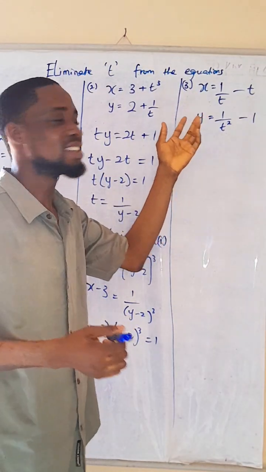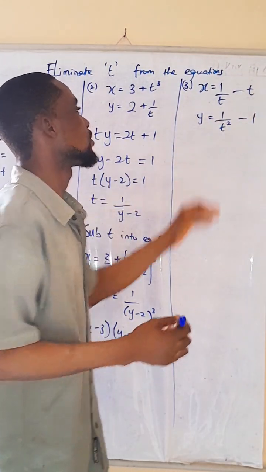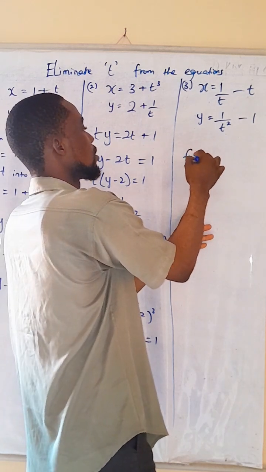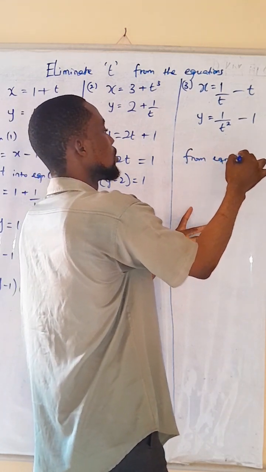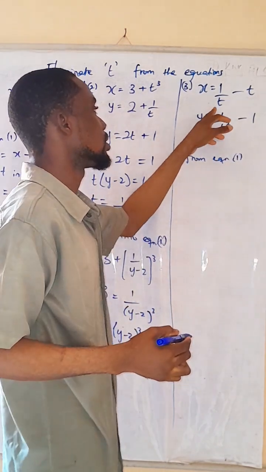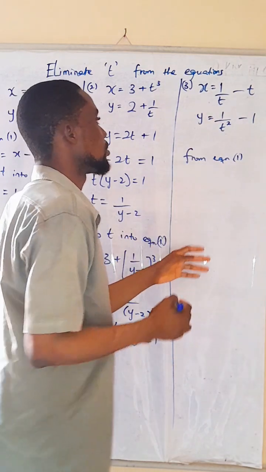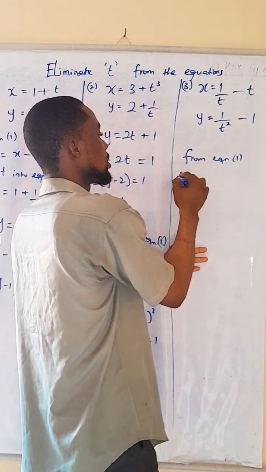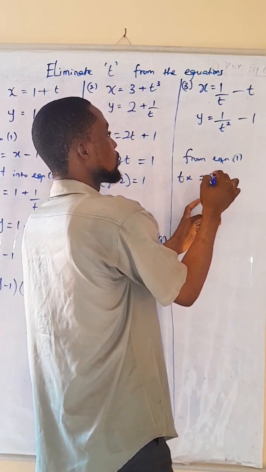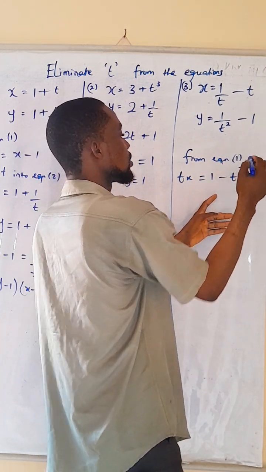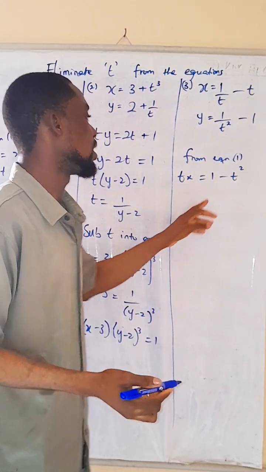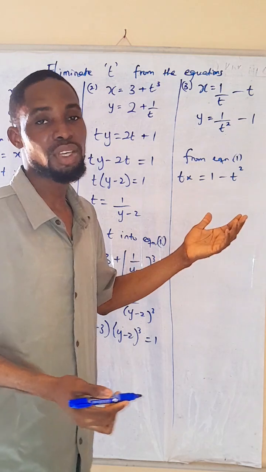Then finally, for number 3, from equation 1, let's make t the subject of the formula by multiplying all through by t to have tx equals 1 minus t squared. Right? Okay, now the equation has become kind of complicated.